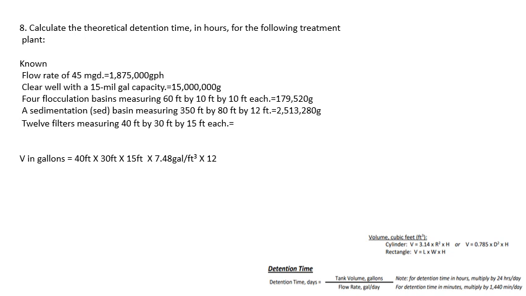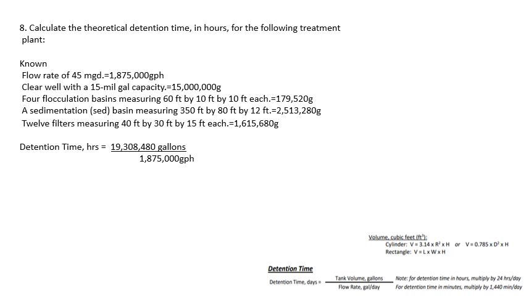So it's 40 feet by 30 feet by 15 feet by 7.48 gallons a cubic foot. And there are 12 filters. That gives you a total volume in the filters of 1,615,680 gallons. So we're going to solve for detention time.